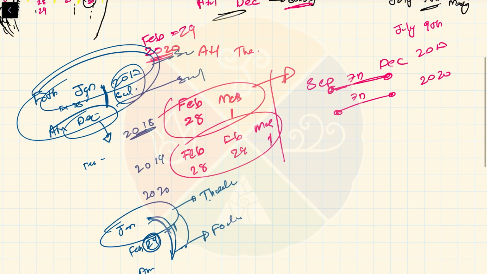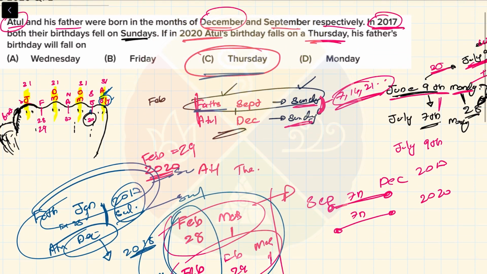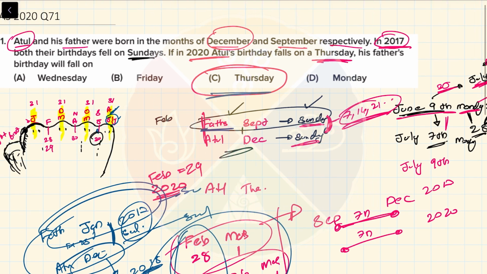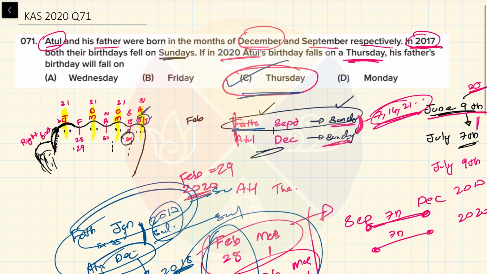So you have to know that if both the months are on the same side of February 28, 29, then things will be fine. So anyway, this problem is actually very easy. You can answer it directly. Thank you guys.